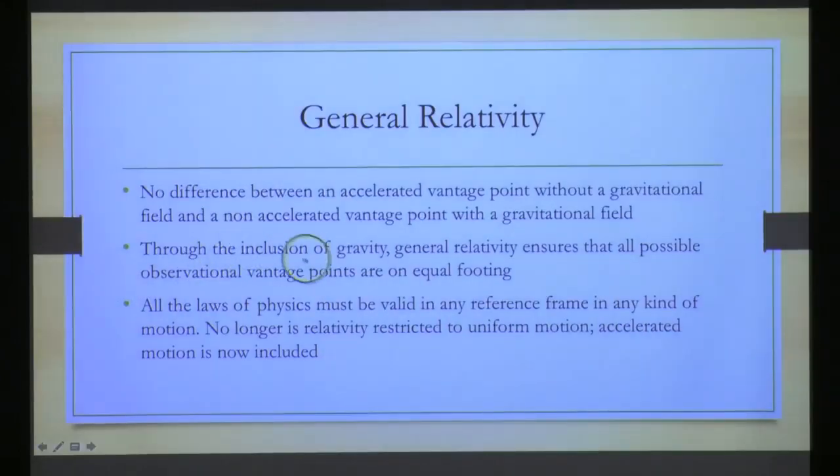And by including gravity in general relativity, he placed all the observational points of view on equal footing. In special relativity, I can tell you your clock is slower, and you can tell me, no, your clock is slower. I can tell you your inch is smaller, you can tell me, no, your inch is smaller. By including gravity in general relativity, Einstein said that no, we can both agree how the clocks are working and what distances are. And he said that all the laws of physics must be valid.